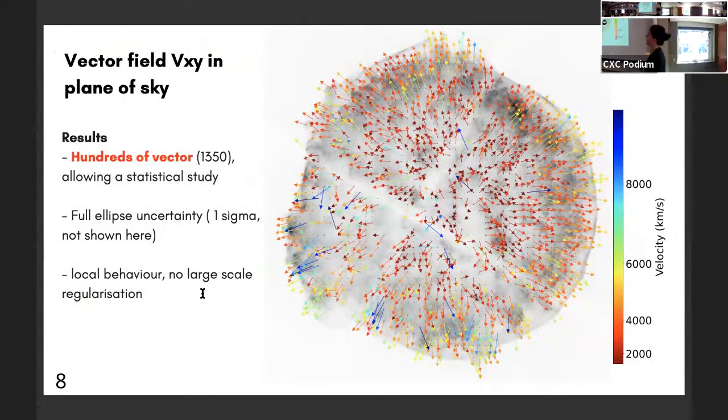And so we obtain this. We obtain hundreds of vectors, thousands in this case, that allow the statistical study. And for each of these vectors, there is an ellipse of uncertainty, not shown here for obvious reasons. And it corresponds to a local behavior. That's why it can be a bit noisy in the middle. And as expected, the velocities are higher in the edge than in the center, because we expect spherical expansion, and the projection is higher in the edge.